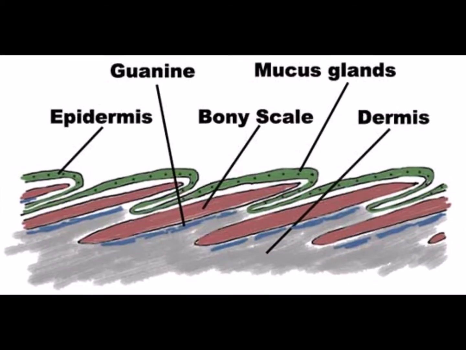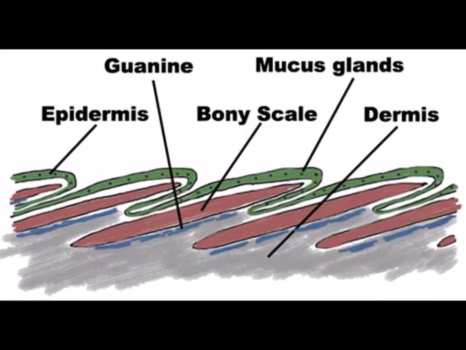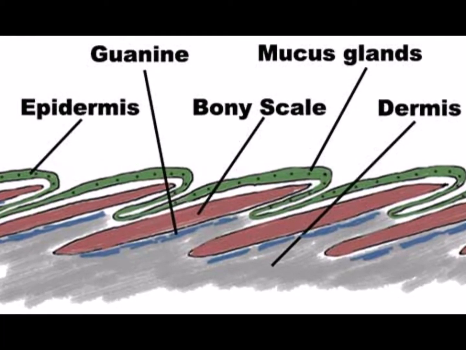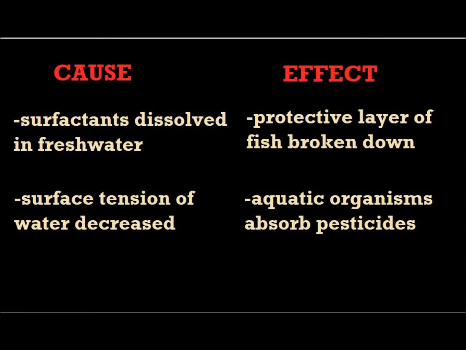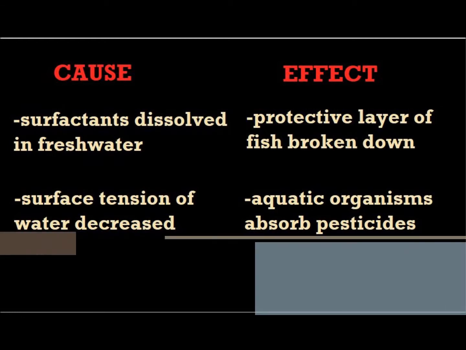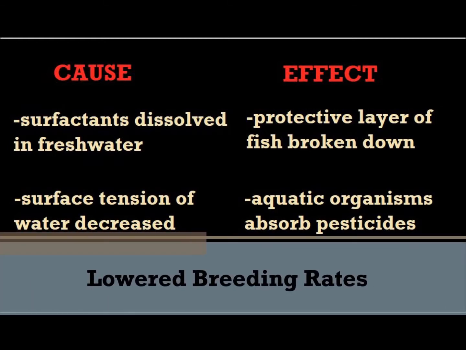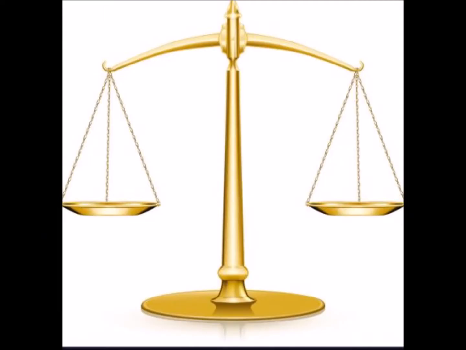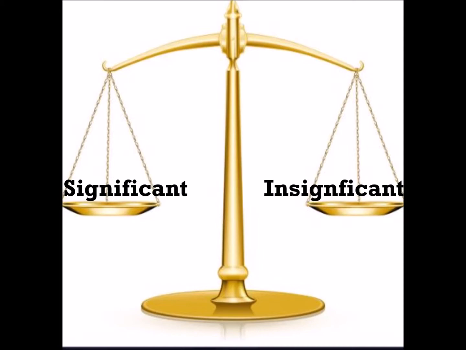In freshwater areas, detergents will break down the protective mucus layer coating of a fish that serves against parasites and bacteria. The surfactants then reduce the surface tension of water, and aquatic life absorbs pesticides and other pollutants. Some can even disrupt the endocrine systems of these organisms, decreasing their breeding rates. However, the effect of these surfactants is controversial, as scientists continue to release different reports with opposite conclusions.